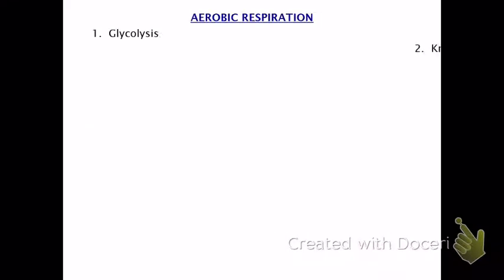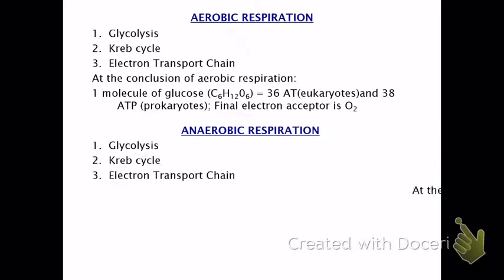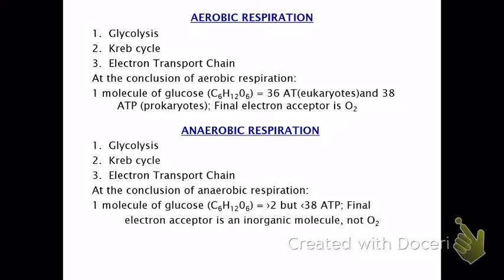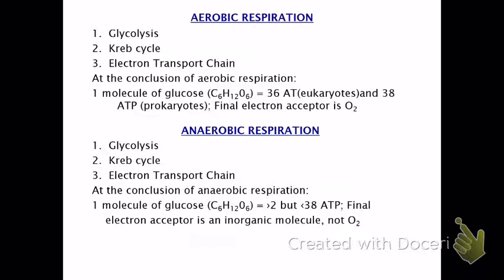Okay, so aerobic respiration, anaerobic respiration, and fermentation. Those are our 3 things we're talking about. So the first one, look at the steps. Step 1, glycolysis. Step 2, the Krebs cycle. Step 3, the electron transport chain. So that's just the name of the 3 steps in aerobic respiration. Okay, you really want to know the details after that.